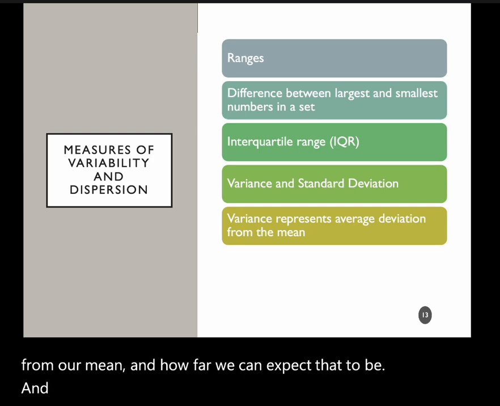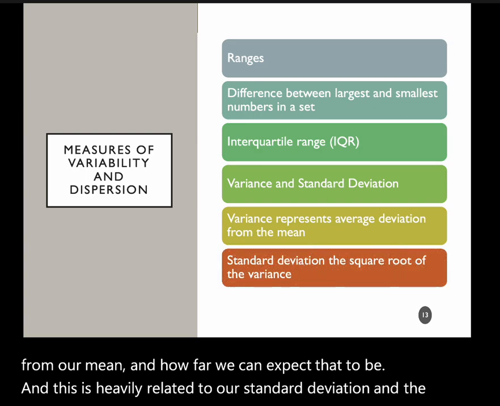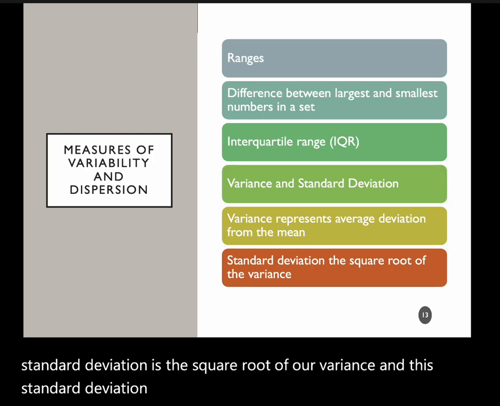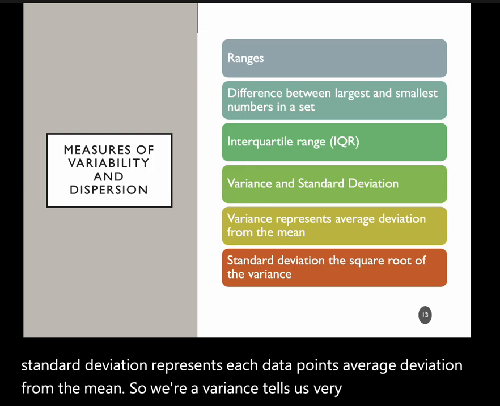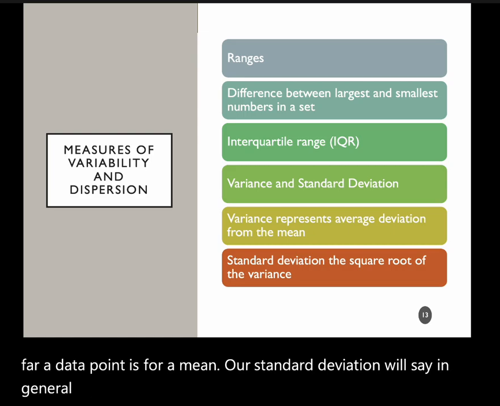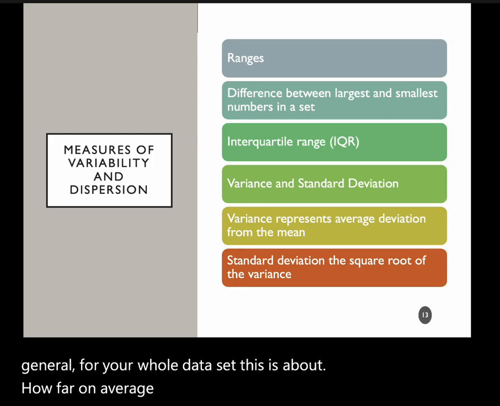And this is heavily related to our standard deviation. The standard deviation is the square root of our variance. This standard deviation represents each data point's average deviation from the mean. So where a variance tells us very specifically how far a data point is from a mean, our standard deviation will say, in general, for your whole data set, this is about how far on average we expect your variables to be from the mean.